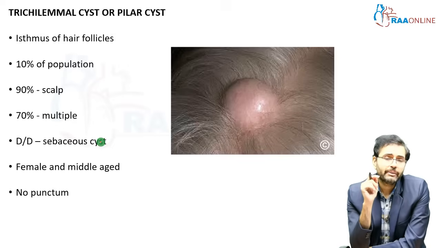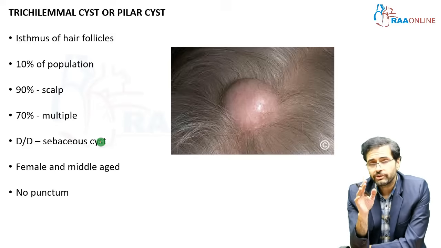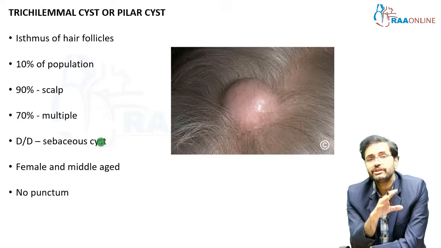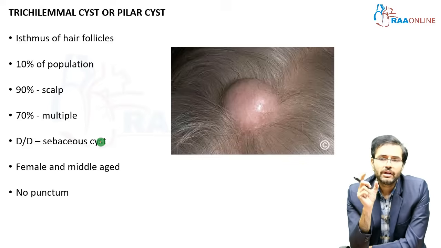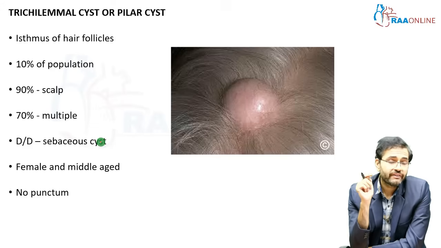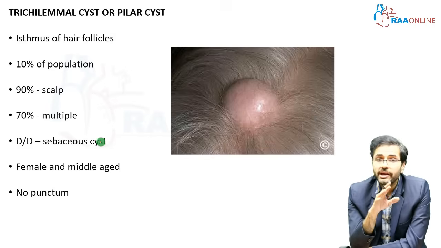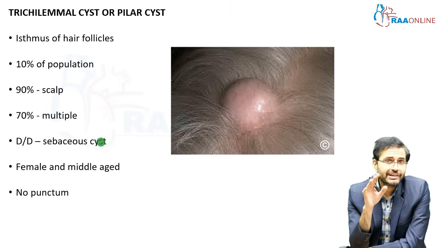Pilar cyst or trichilemmal cyst are also a differential diagnosis for a sebaceous cyst. Sometimes it may not be clinically possible to differentiate between these three cysts. This trichilemmal cyst arises from the isthmus of hair follicles. They are noted in 10% of the population, and 90% of cases occur in the scalp. In 70% of individuals, it can be multiple in nature, and like I said earlier, along with epidermal cyst, it is a differential diagnosis for a sebaceous cyst. It is commonly seen in females, particularly middle-aged individuals, and characteristically does not have a punctum.